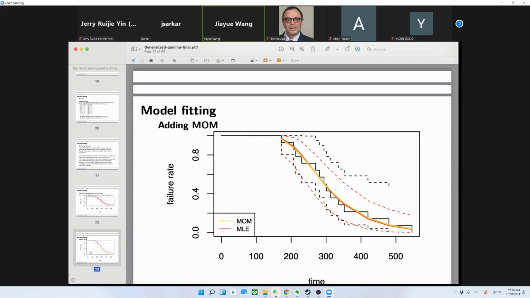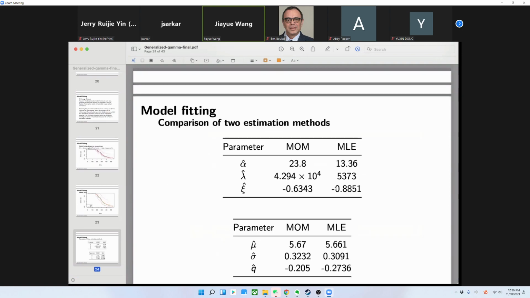And here, the yellow line is for the method of moment estimation we did by hand. And from the plot, we can see that for these two methods, they are pretty close. And then here is the exact value that we calculated using the moment estimation and the MLE. And from the values of alpha hat, lambda hat, and Xi hat, we can see actually the values look different.